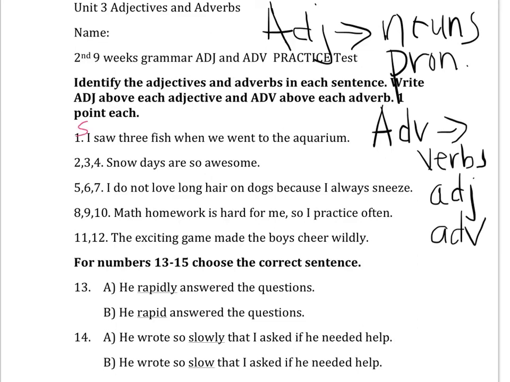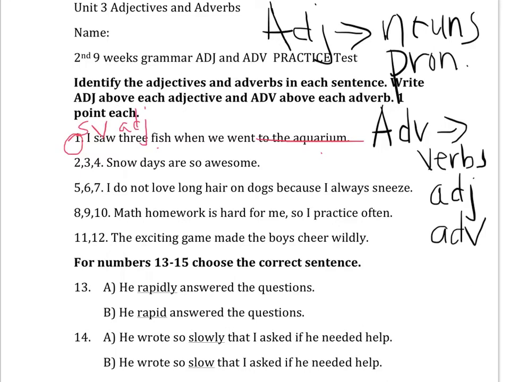In number 1, I saw 3 fish when we went to the aquarium. We have the subject, we have the action verb, prepositional phrase. There's only one, because it's number 1, there's only one adjective or adverb. I see a noun here, fish, aquarium, and nothing describing the aquarium, but there is 3 describing the fish, so my adjective is 3. It answers the question, how many?